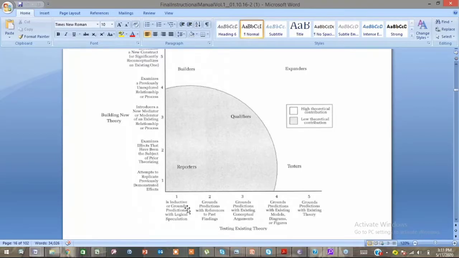So these are testing existing theory, while this one is about how to build new theory. Reporter, builder. Reporter is the materials that are used. Qualifier, very good. Validity expander: you can expand it once it's qualified. Tester. So you should understand what this statement means. Reporter is reference work, that is, reported works.